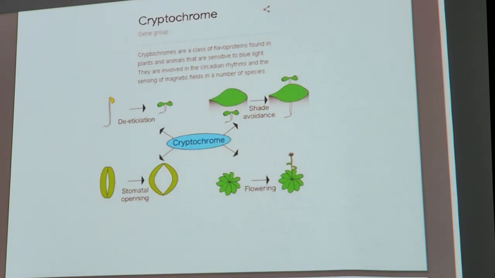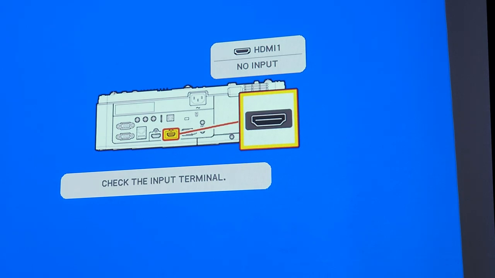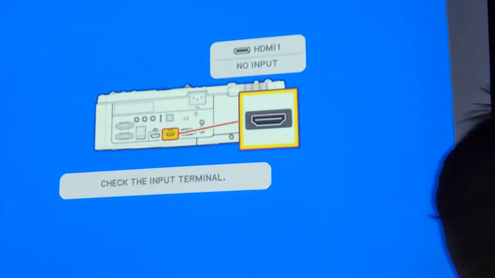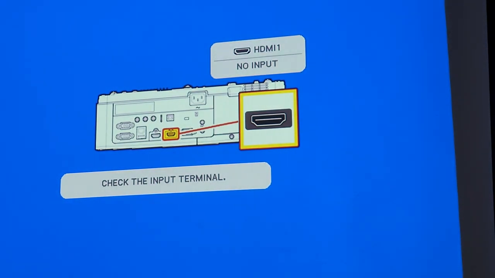Okay, so we're going to continue with another type of photoreceptor named cryptochrome, which absorbs blue light. Why does this thing keep doing that? Oh, I know why. Actually, nothing is wrong with this computer. I need to reduce the refresh rate.